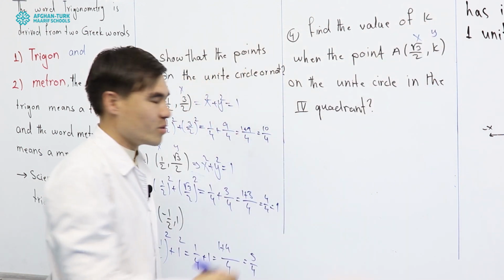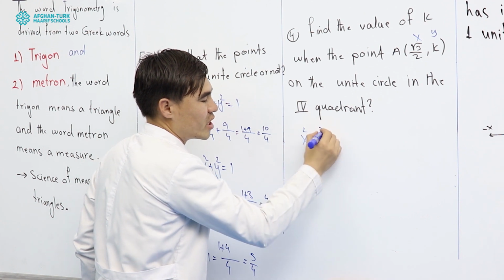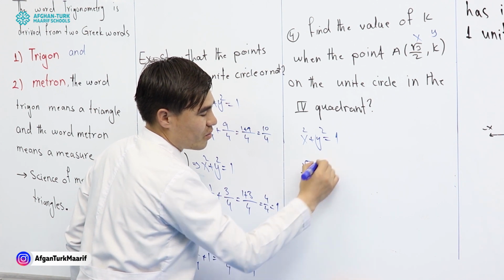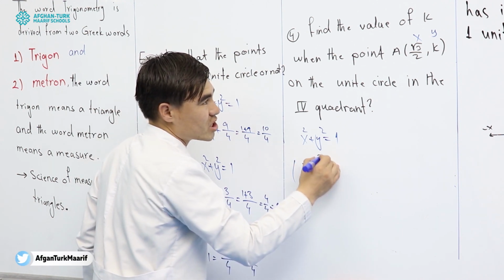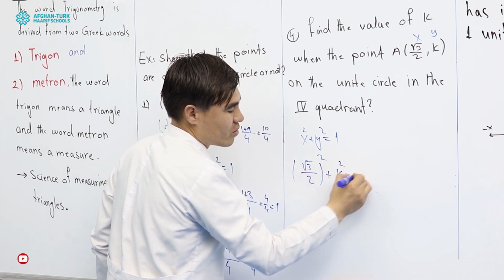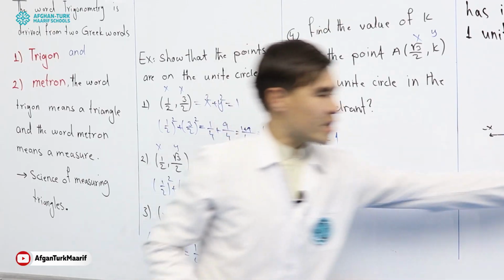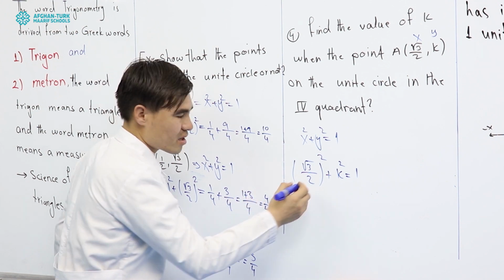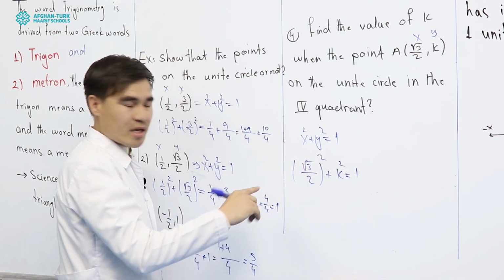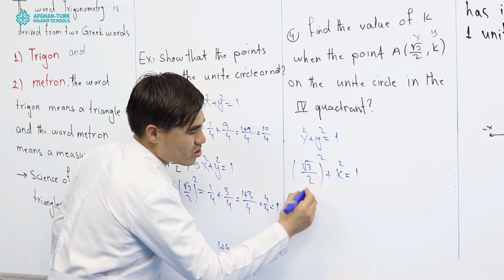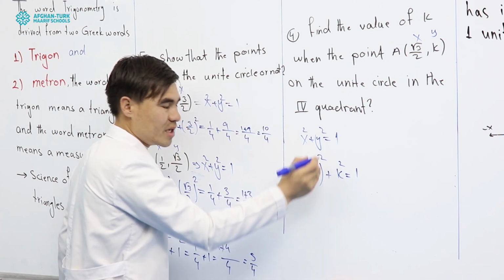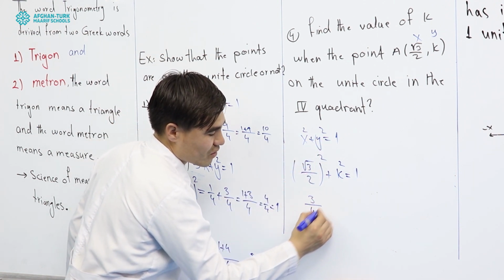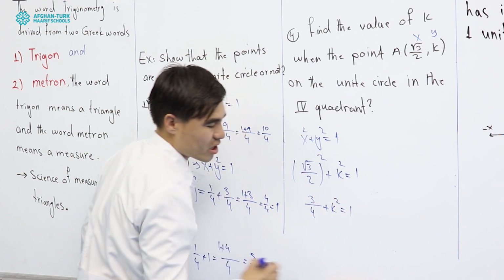According to the equation, we have x squared plus y squared is equal to number 1. Here, (square root of 3 over 2) squared plus k squared is equal to what? Number 1. When I operate on the constants and the variables, (square root of 3 over 2) to the power of 2 will be 3 over 4, plus k squared is equal to number 1.